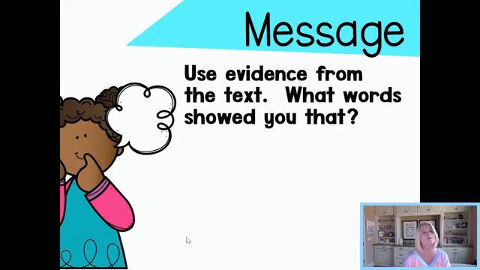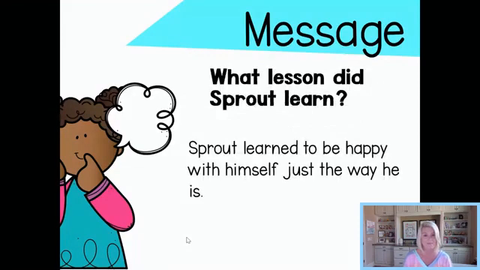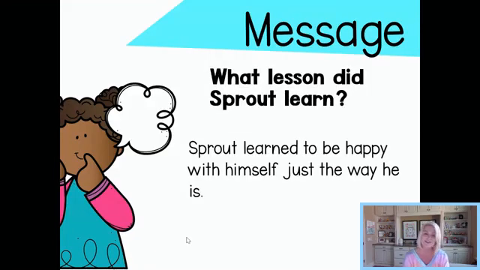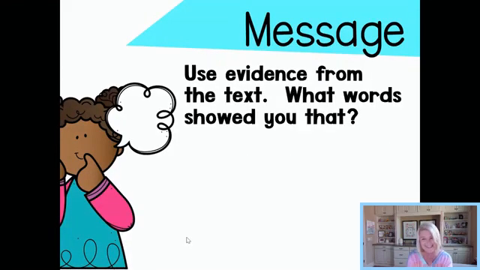So I want you, as you're thinking about the lesson that Sprout learned to be happy with himself just the way he is, I want you to use evidence from the text. What words in the story showed you that? What words in the story led you to believe that he learned to be happy with himself just the way he is?